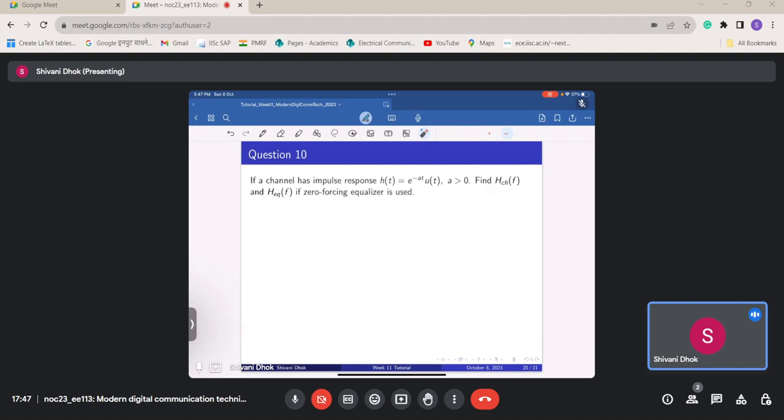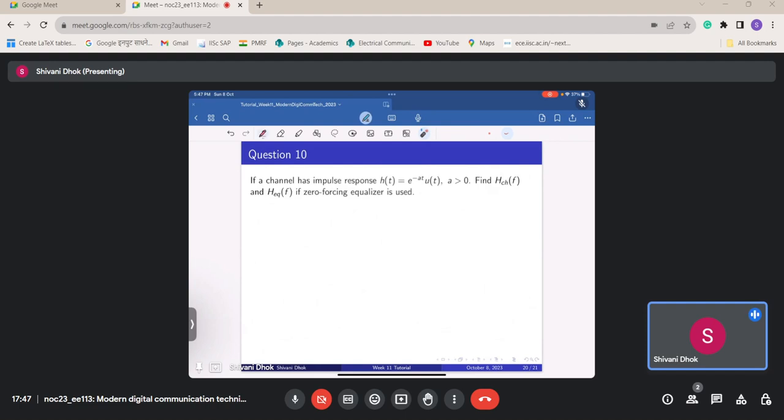and this Heq is your transfer function for your zero forcing equalizer. Okay, so this is what we need to find.